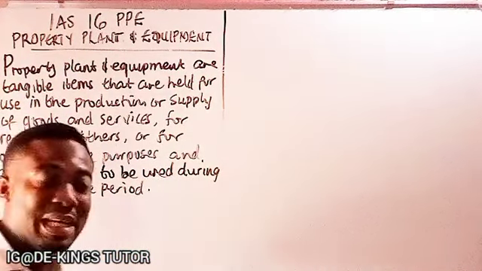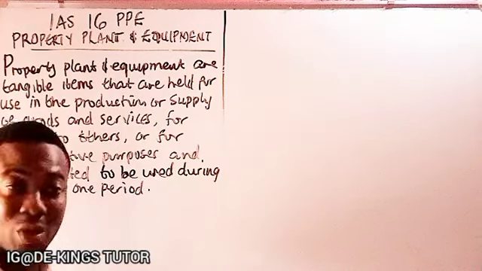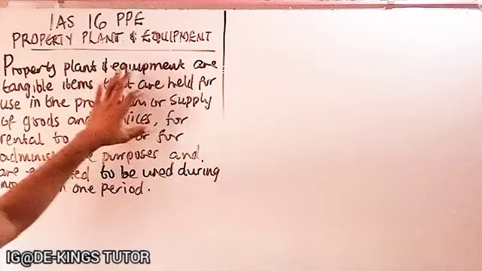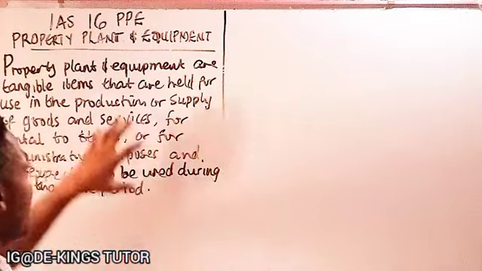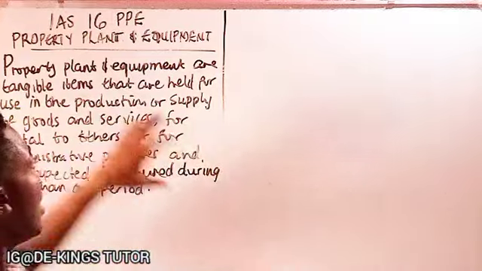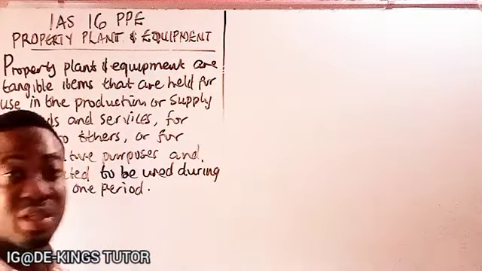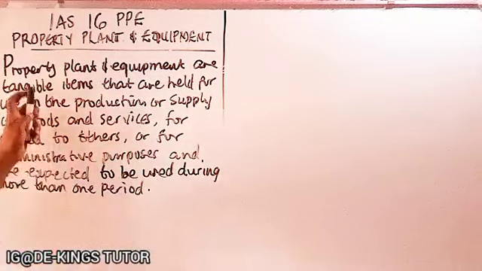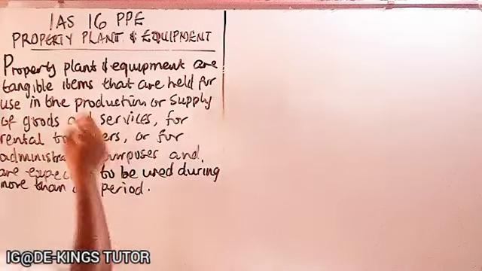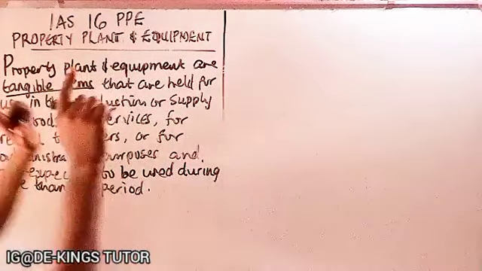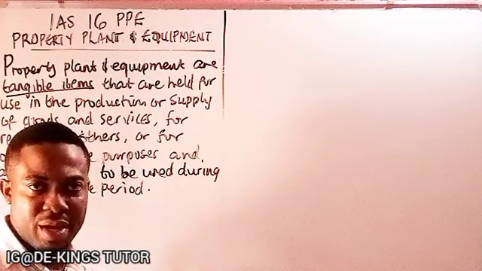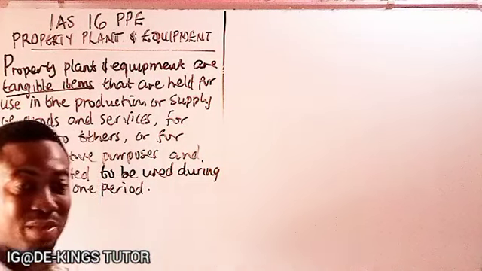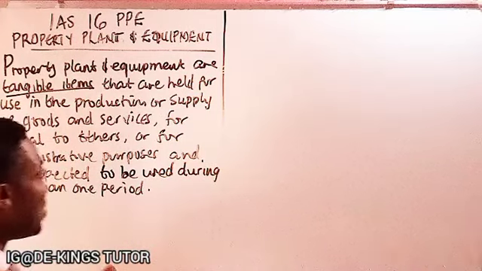So it means that an item such as a spare part or other equipment, once they fall under this, can be called PPE. So they are liable to be treated the way an item of PPE is to be treated in the financial statement. Like we said, property, plant, and equipment are tangible items. Tangible in the sense that they can be seen, touched, and felt. They cannot be intangible items. They should be tangible items that can be seen, touched, and felt.